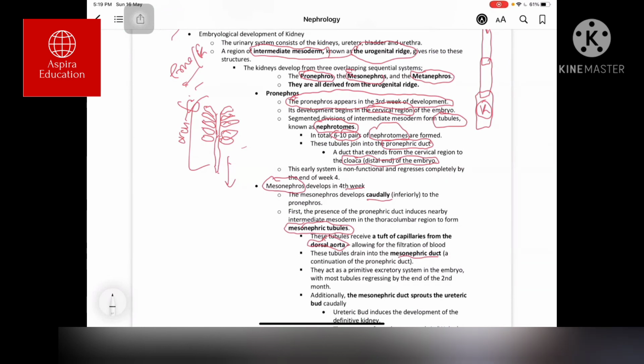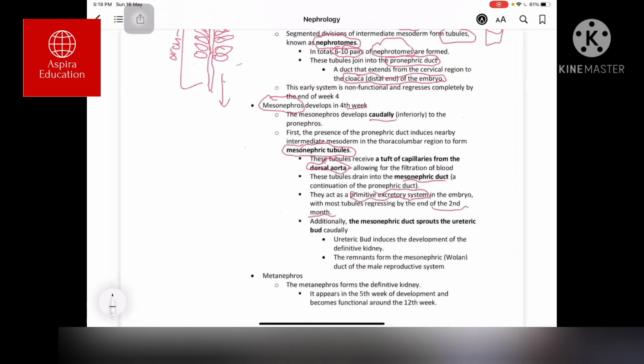They act as a primitive excretory system in the embryo, with most of this primitive type of kidney regressing by the end of the second month. So by the end of the 8th week, most of these mesonephric ducts and mesonephric tubules also regress.